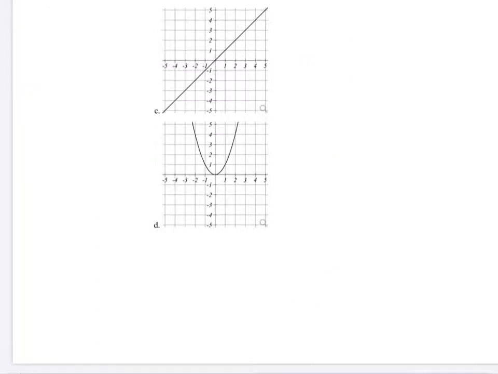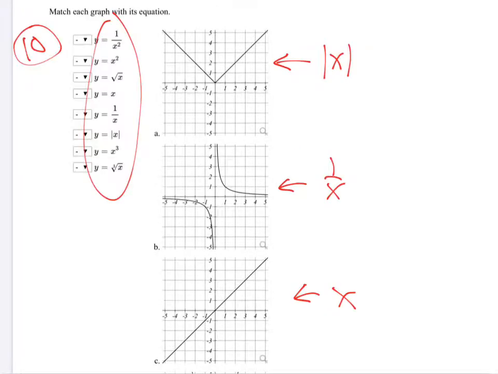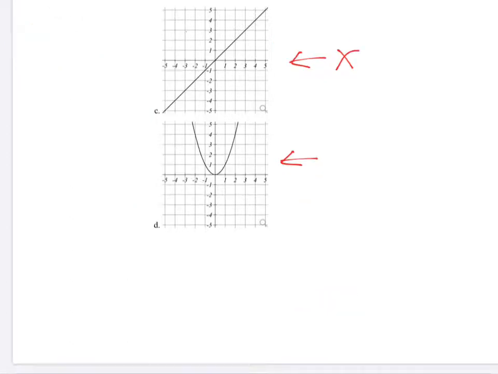Let's go to the next one. Wait, oh, that's the same thing. That's just the same one again. Okay, what's that? What's the U shape? Which one of these over here makes a U shape? Yeah, quadratic, the x squared. That's right. X squared makes a U shape, because again, everything is positive, but it's curved.